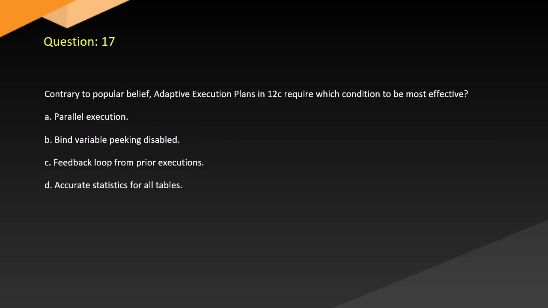Question 17. Contrary to popular belief, adaptive execution plans in 12c require which condition to be most effective? A. Parallel execution. B. Bind variable peeking disabled. C. Feedback loop from prior executions. D. Accurate statistics for all tables.